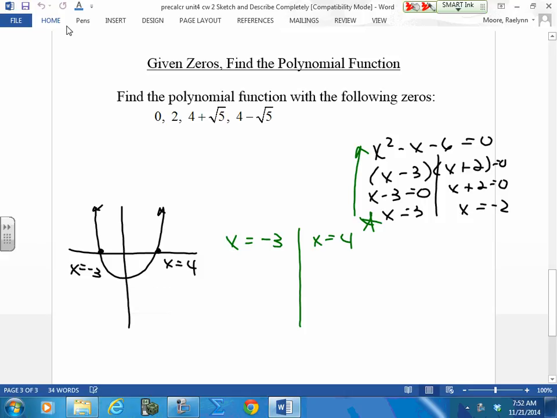So we're working backwards. We're starting here, and we're working backwards. Set them equal to 0. Add 3. Good. Subtract 4. Okay. Now, just get them out of the 0, bring them back to a factor.